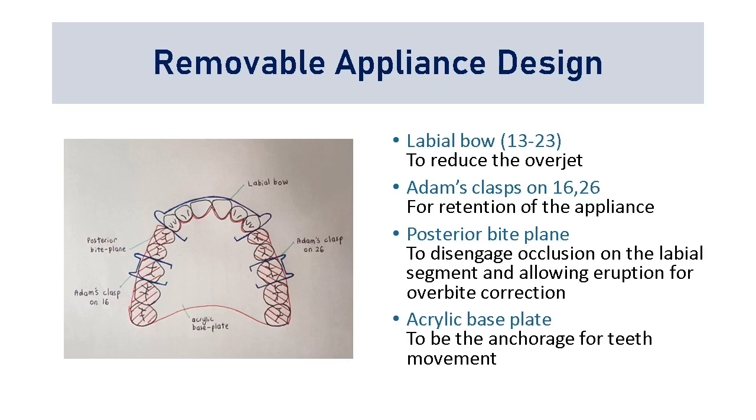The appliance has a posterior bite plane extending from the first premolar, which is 4, until the last erupted molar. This is to disengage the occlusion on the labial segment and allow eruption for the overbite correction. And lastly, it has an acrylic base plate connecting all the components, and also to be the anchorage for teeth movement.